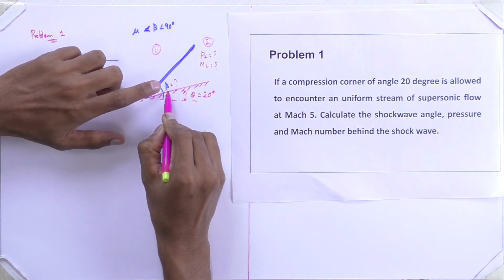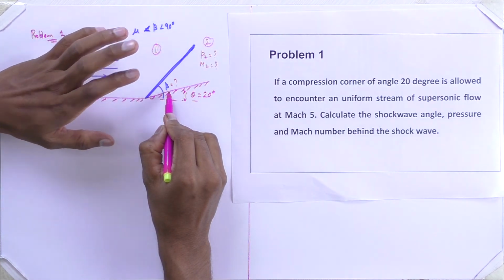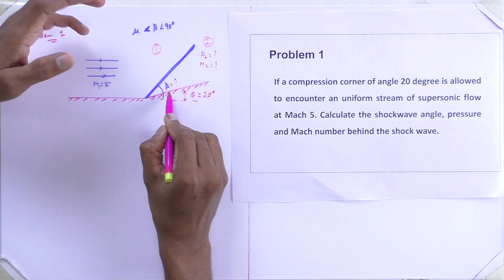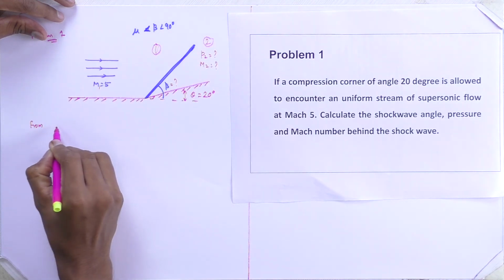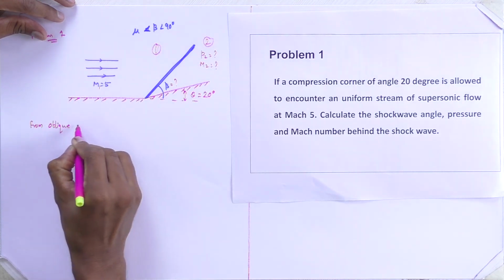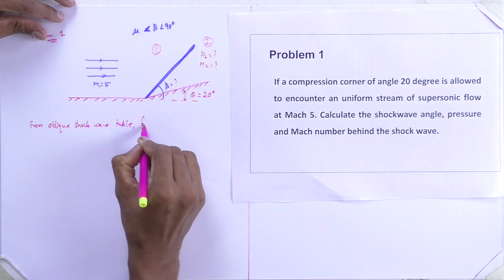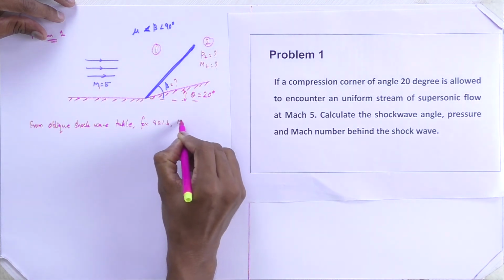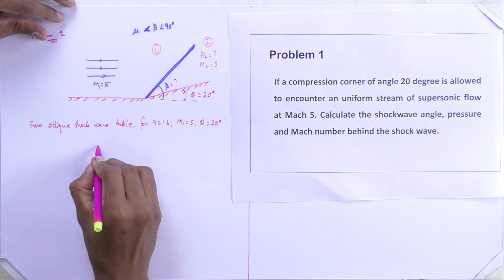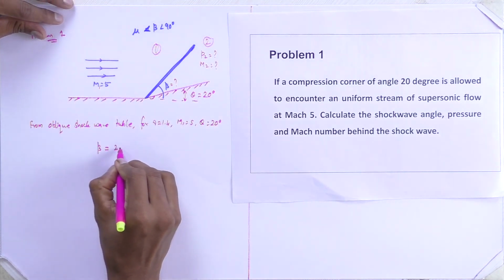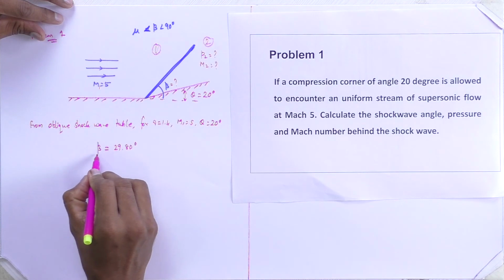To calculate this beta value I need to refer the theta-beta-M relation. Either I can refer the theta-beta-M relation or I can directly refer the oblique shock wave table. Here I am going to refer the oblique shock wave table. From the oblique shock wave table, for gamma equal to 1.4, M1 equal to 5 and theta equal to 20 degrees, the corresponding beta will be 29.80 degrees. So now I have the value of beta.